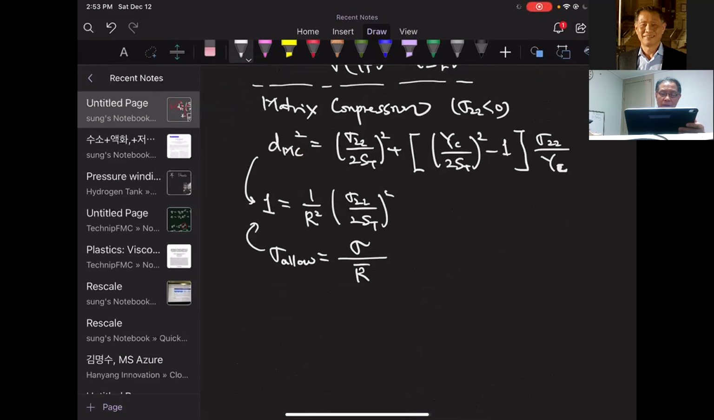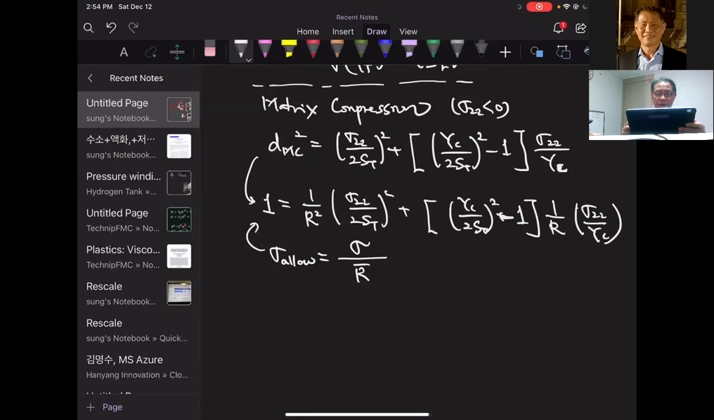So this one will be like that, and here YC divided by 2 ST, squared, minus 1. This is a constant. It doesn't need to be changed. But this one will have a 1 over R and sigma 2 divided by YC. Right? And now this is the second order equation we have to solve.